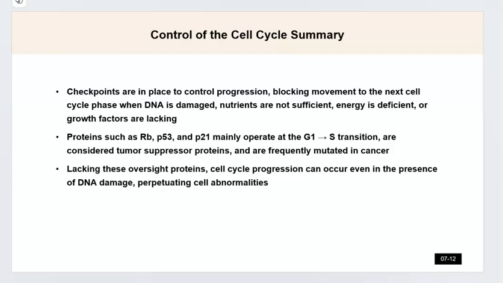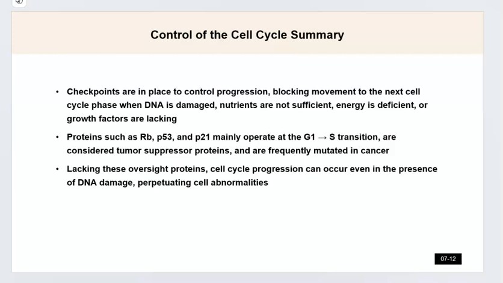So the checkpoints help stop things. It's kind of like throwing the red flag in a football game to say, I want to go back and review the play on the field, right? They will block the movement to the next phase of the cell cycle when they see that DNA is damaged. They're like, whoa, whoa, whoa, stop, let's go to instant replay. I have to make sure this DNA is appropriate.